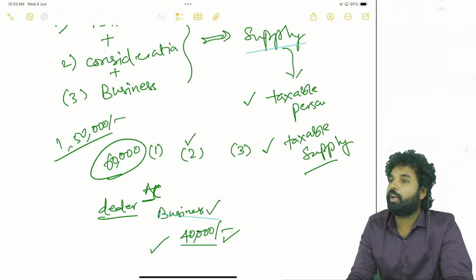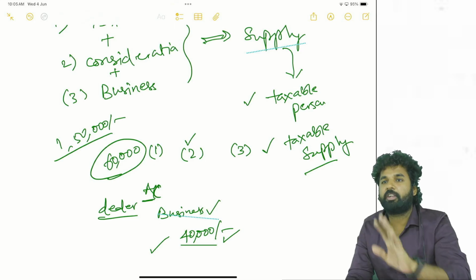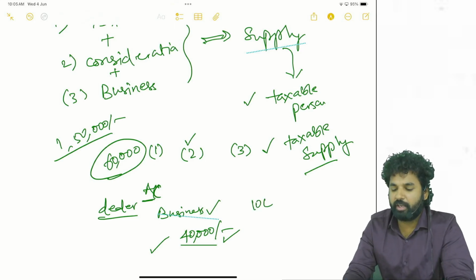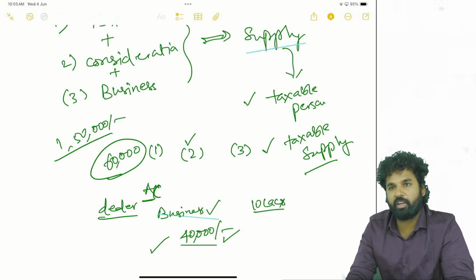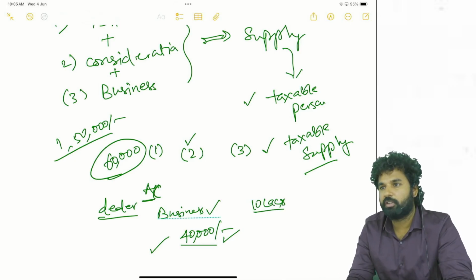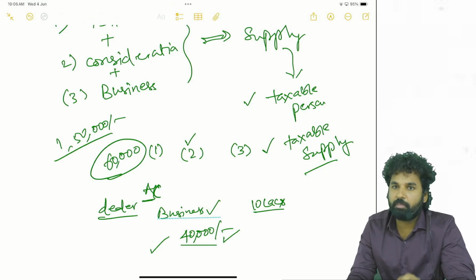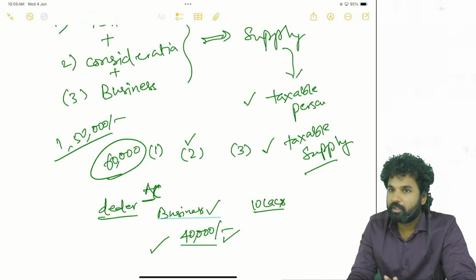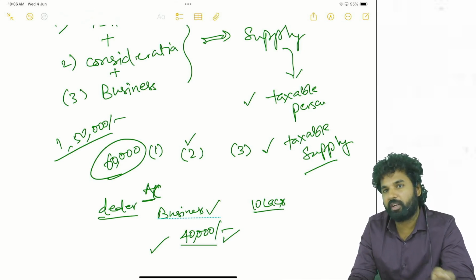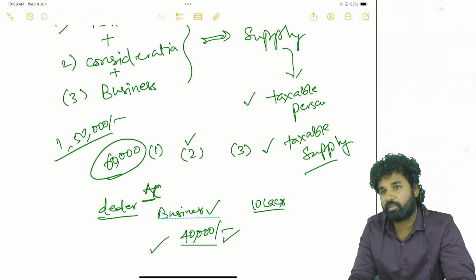We cannot say directly. He shall be a taxable person. His turnover in the last financial year is only 10 lakhs. That means he is not a taxable person. If he is not a taxable person, even though all the conditions regarding supply are met, the transaction cannot be levied for GST. Why is it not levied for GST? Even though it is a supply, it is not made by a taxable person.